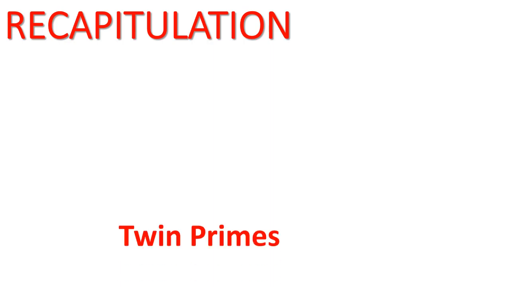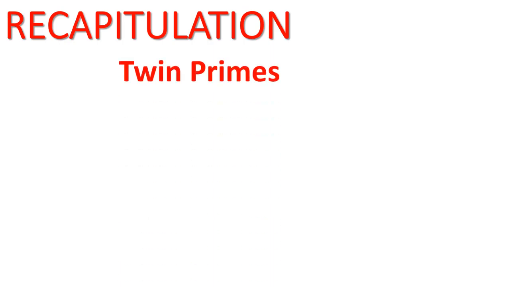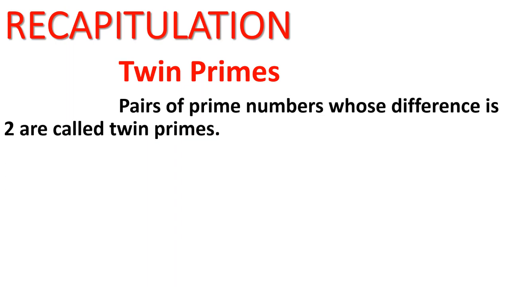Let us recapitulate what we have learned in lecture number 5. First is twin prime numbers. What are twin prime numbers? A pair of prime numbers whose difference is 2 are called twin primes. These are prime numbers, and the difference between them is 2. When you subtract the smaller number from the greater prime number, your difference is 2. So such types of numbers are called twin prime numbers.